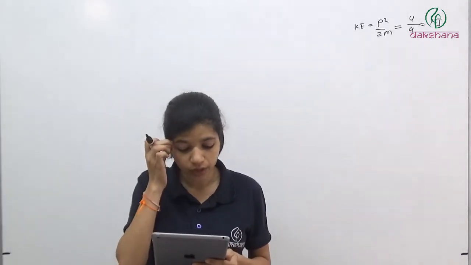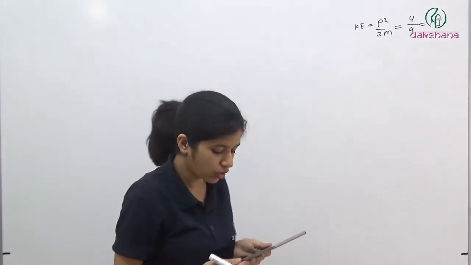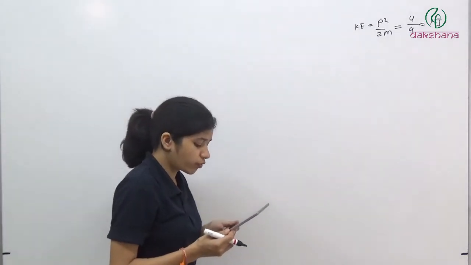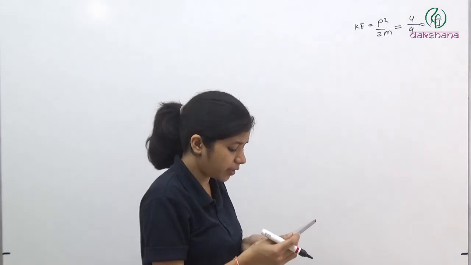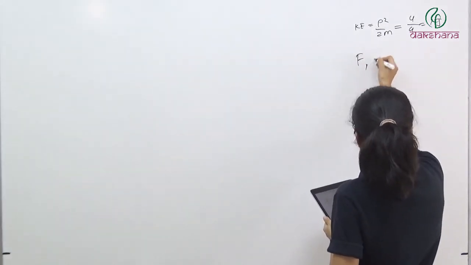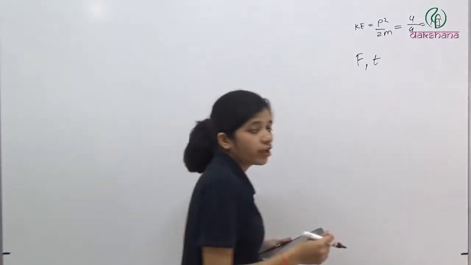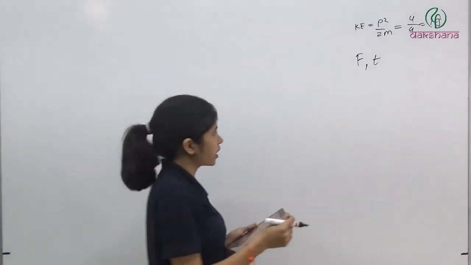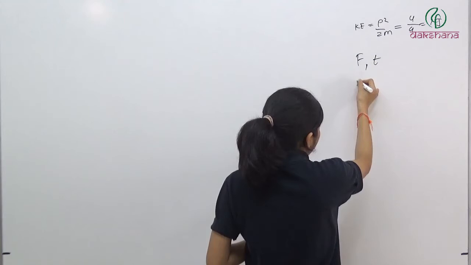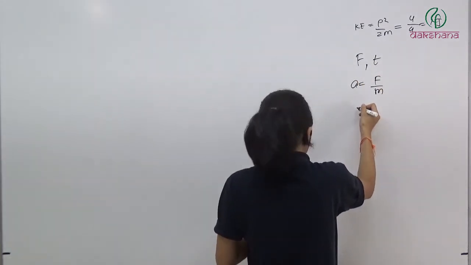The second question is: a particle of mass m at rest is acted upon by a force F for a time t. Its kinetic energy after an interval t is. So we have a constant force acting on it for time t. Force is F and time is t. We have to find the kinetic energy, so we need the velocity of this particle. If force is F, then acceleration will be F by m.